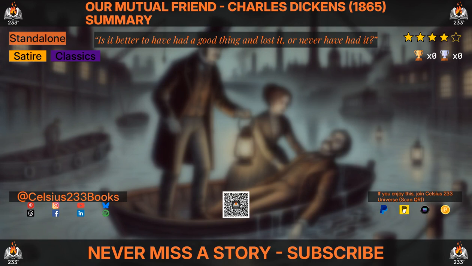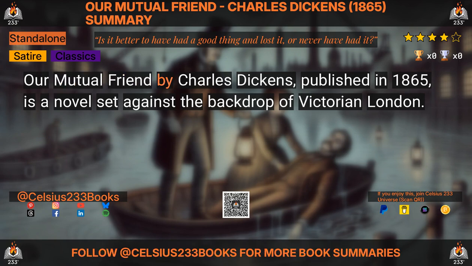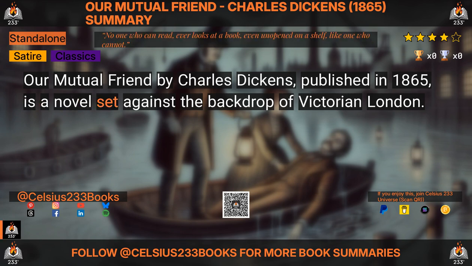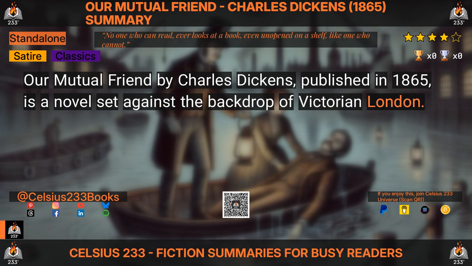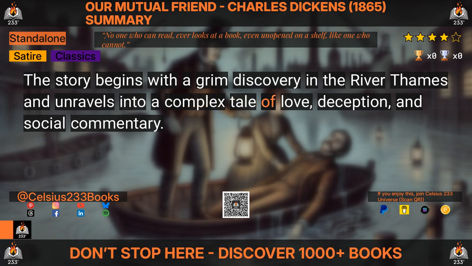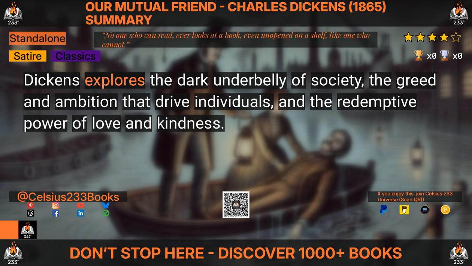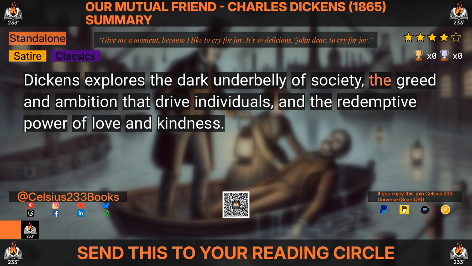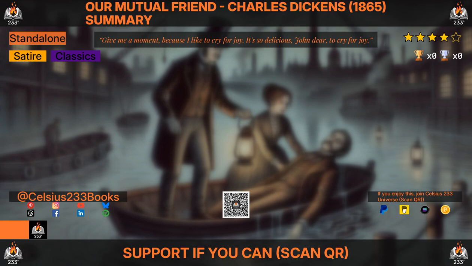Today, we will explore The Depths of Our Mutual Friend by Charles Dickens. Our Mutual Friend by Charles Dickens, published in 1865, is a novel set against the backdrop of Victorian London. The story begins with a grim discovery in the River Thames and unravels into a complex tale of love, deception, and social commentary. Dickens explores the dark underbelly of society, the greed and ambition that drive individuals, and the redemptive power of love and kindness.